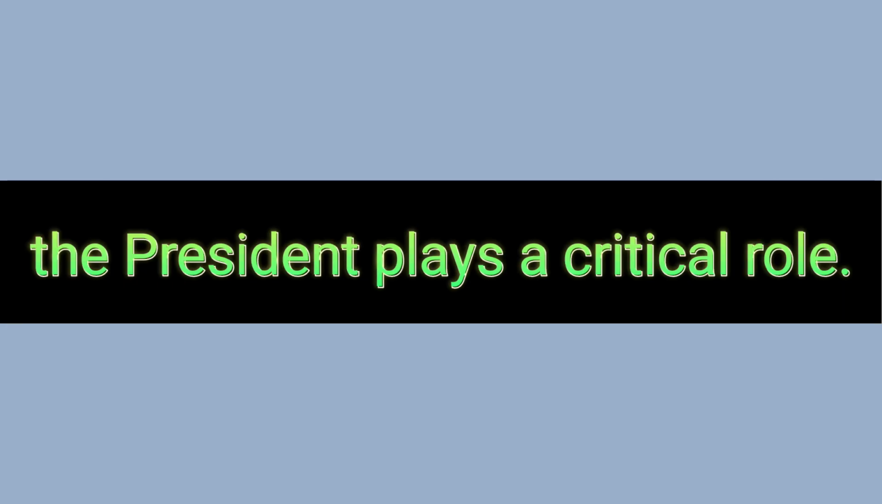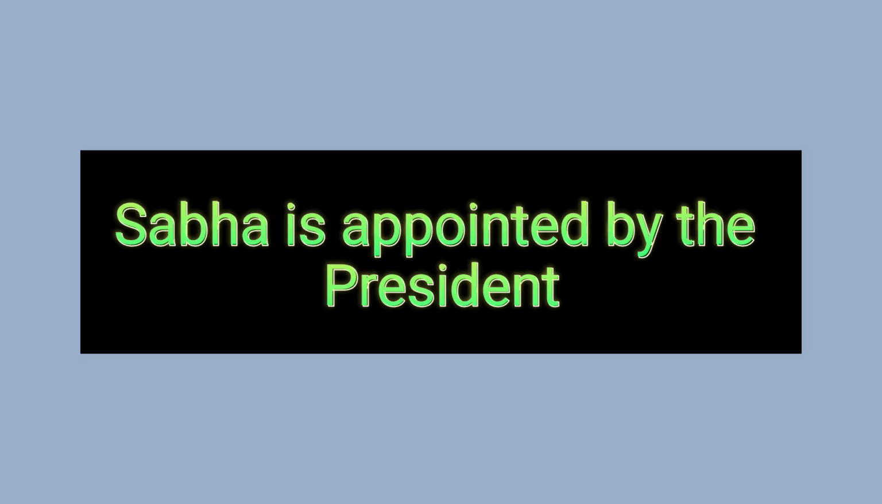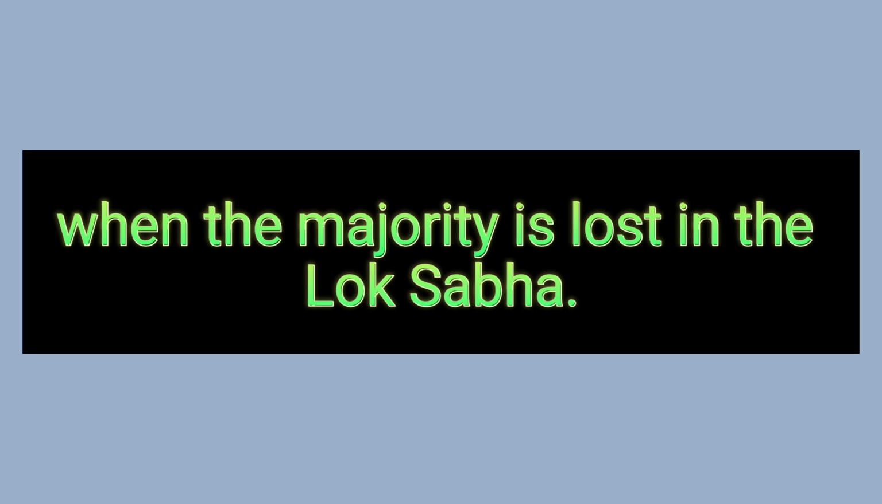In cases of appointment and termination of the Prime Minister, the president plays a critical role. The leader of a party having a majority in the Lok Sabha is appointed by the president as the Prime Minister. In cases of a coalition, the most accepted leader is appointed as Prime Minister. And importantly, the Prime Minister loses their office when the majority is lost in the Lok Sabha.